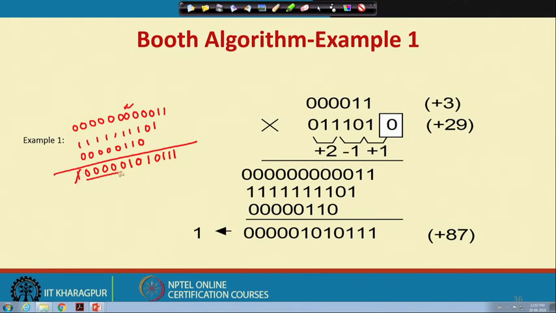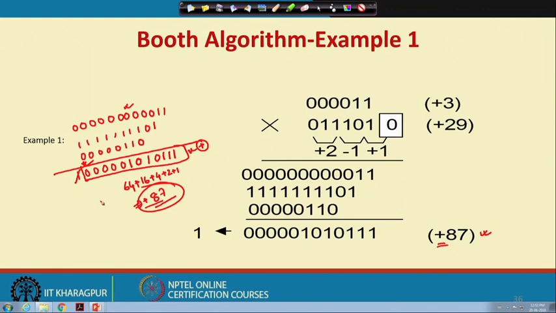As all this, that means the MSB of this is 0, this is a positive number. Okay. And what is the magnitude of this? The magnitude of this is 1 plus 2 plus 4 plus 16 plus 64, which equals 87. Okay. So plus 87 is the result I am getting using Booth's multiplier or Booth's algorithm. Okay.